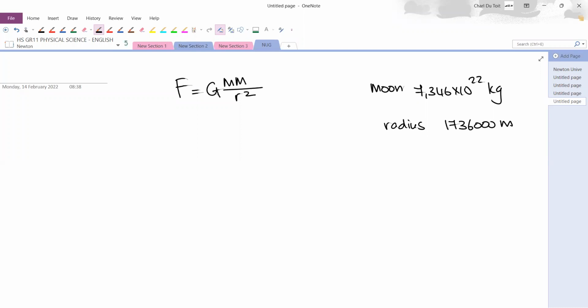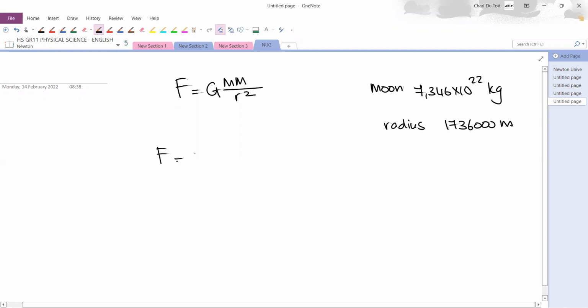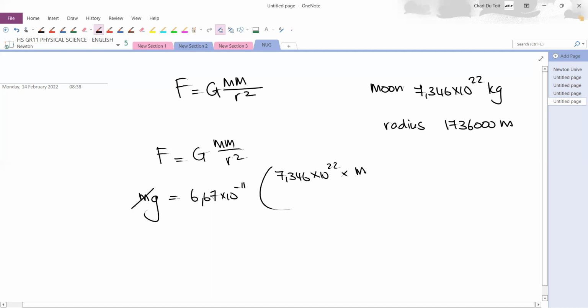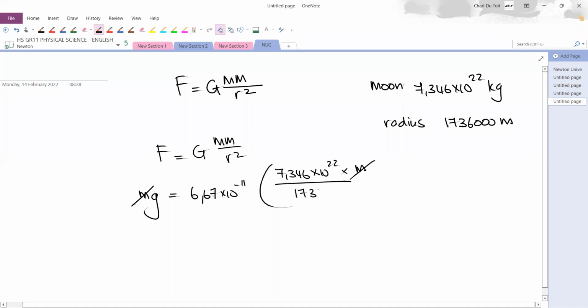Okay, so the force is G M over R squared. The force is mg, that equals 6.67 times 10 to the power of minus 11. The mass of the moon is 7.346 times 10 to the power of 22, times the mass of the person jumping on the moon, which is irrelevant because those two masses will cancel. And then we divide that by 1,736,000 squared. Okay, let's type that in a calculator. This is one way of doing it.